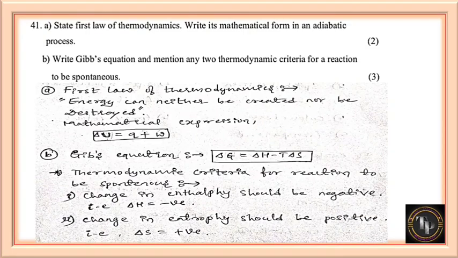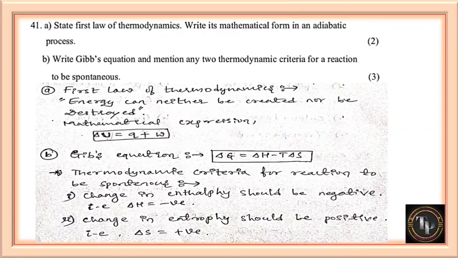Gibbs equation, the second option in the question. They are asking for the Gibbs equation. Delta G is equal to delta H minus T delta S, where delta G is the change in Gibbs free energy, delta H is the change in enthalpy, T is temperature, delta S is the change in entropy.